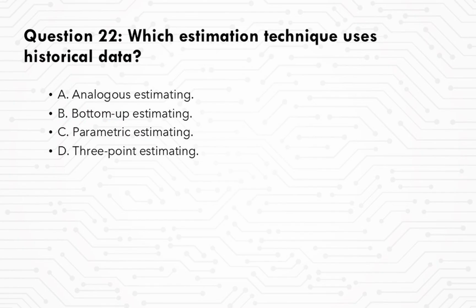Question 22. Which estimation technique uses historical data? A. Analogous estimating. B. Bottom-up estimating. C. Parametric estimating. D. Three-point estimating. Answer: A. Analogous relies on past project data.